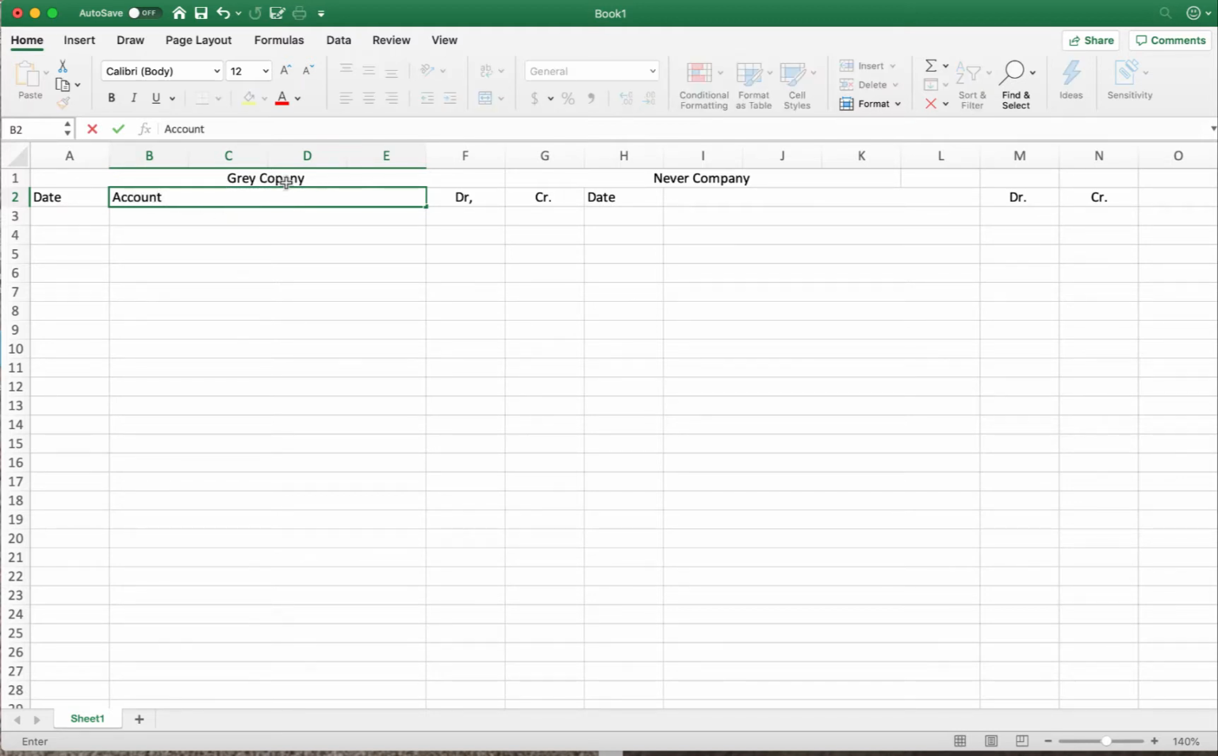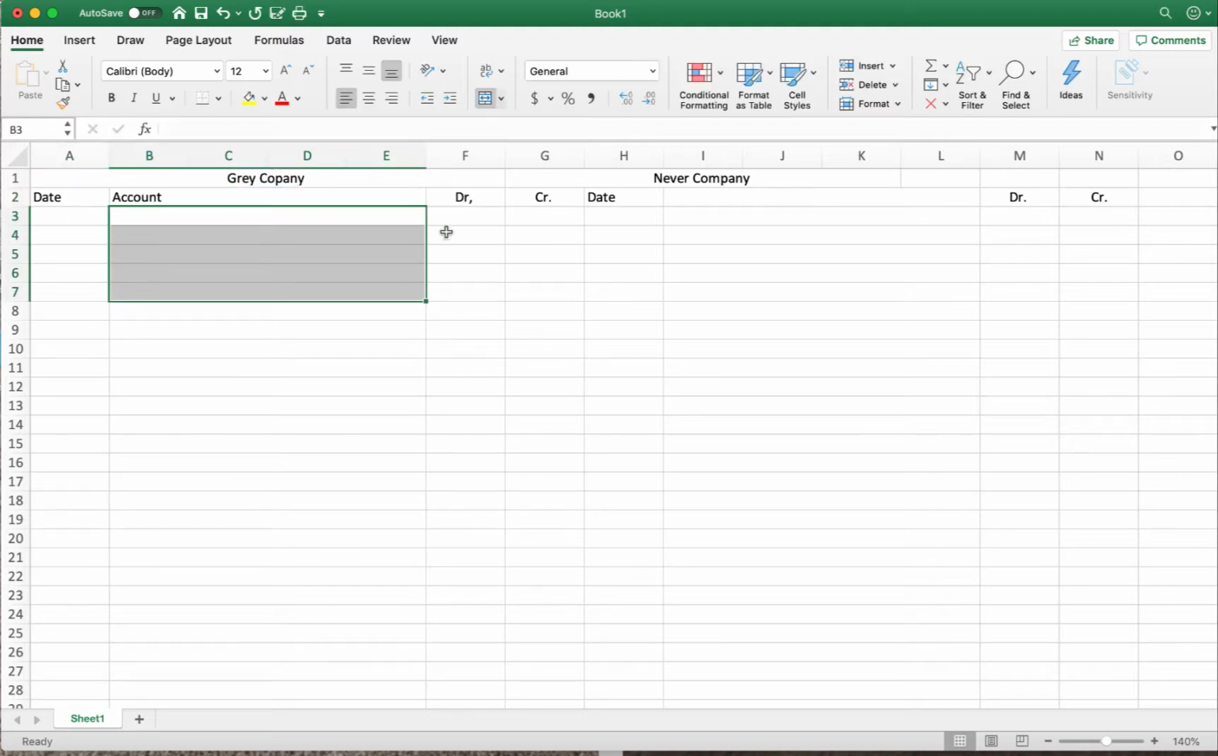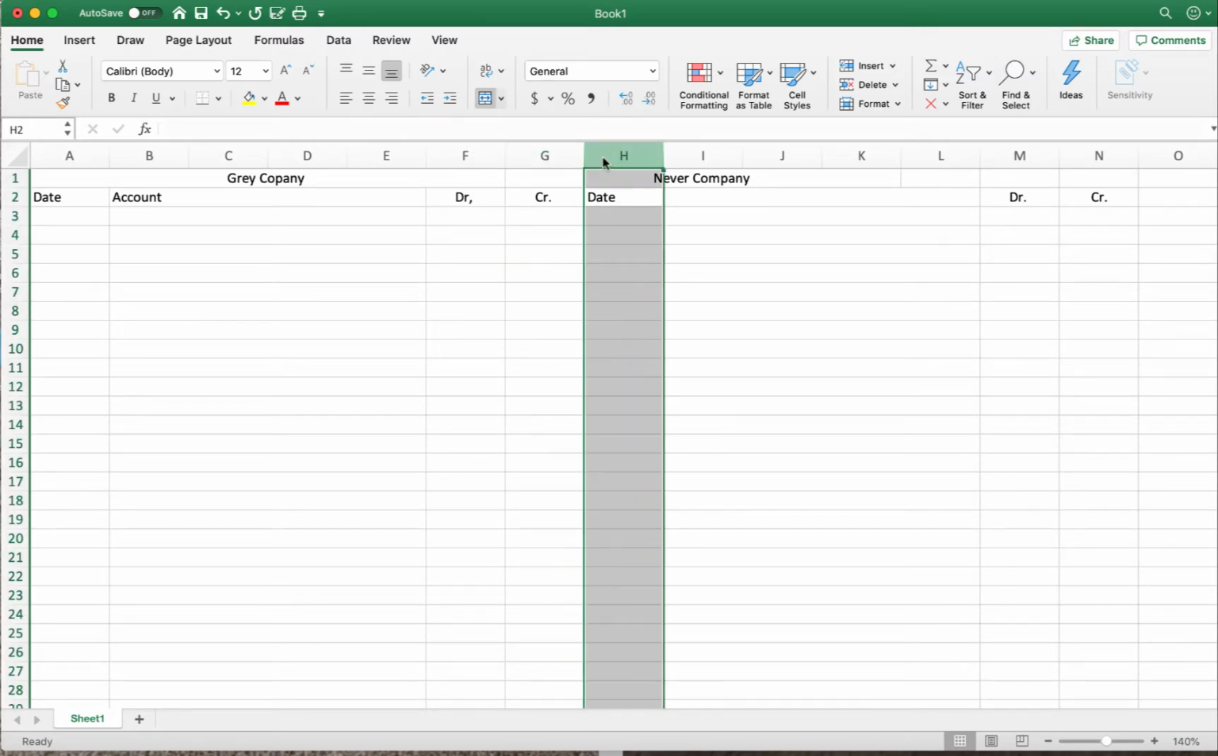So let's look at Gray and let's look at their transactions, okay? So I have my date column, my account column, my debit, and my credit column, okay? Then let me do this here real quick. So I inserted a row.